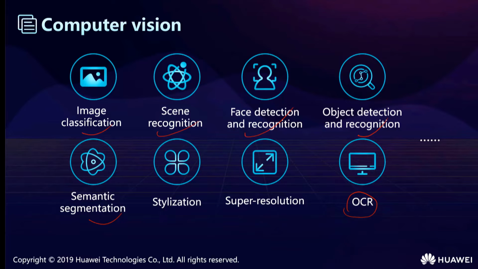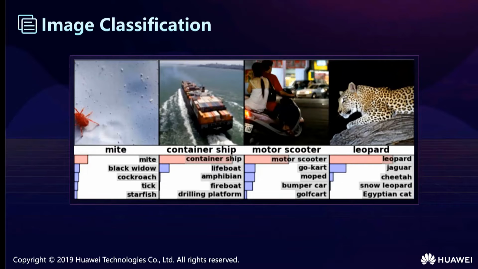I will show some examples related to image classification. Let's see image classification. Here we give some pictures, and the computer can predict the nearest objects and will choose the most probable ones as the result. For example, it might be a container ship, or a motor scooter, and here the computer will know that motor scooter is the concept of the image.